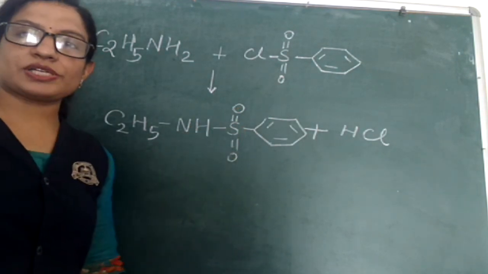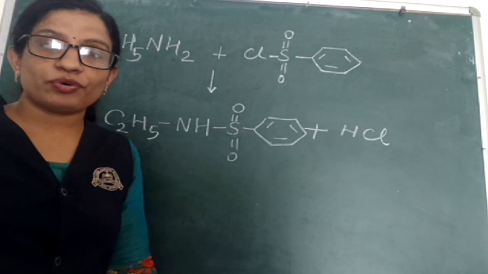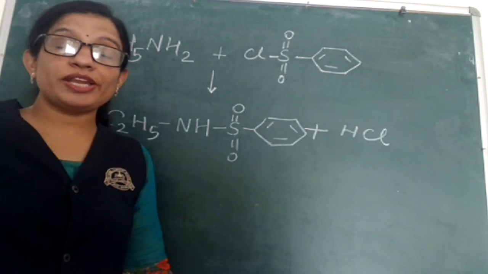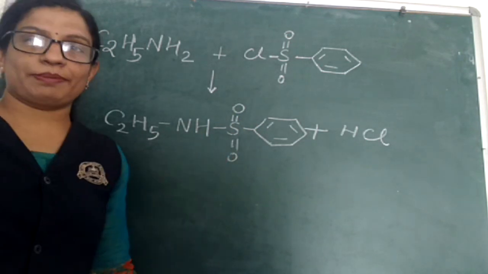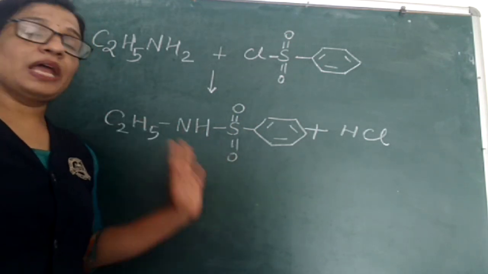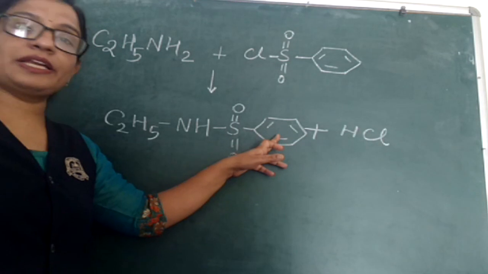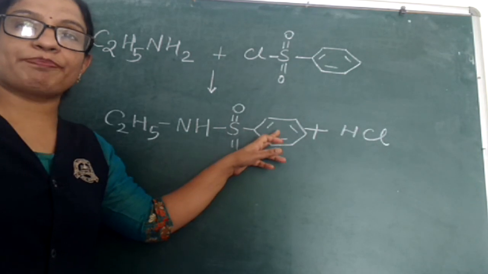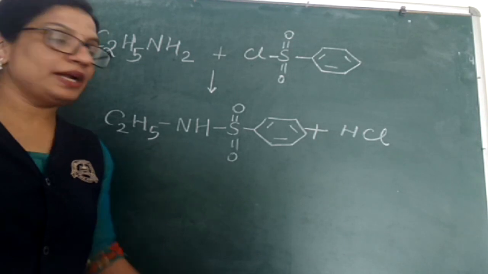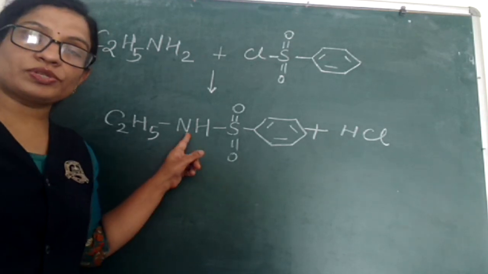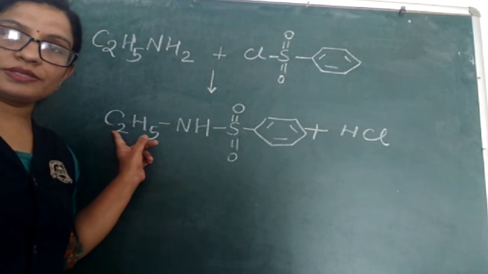In these compounds we can consider that SO2NH2 is the functional group which is known as sulfonamide. Like CONH2 is amide, SO2NH2 is sulfonamide. Name of this parent compound, considering benzene in the parent compound, is benzene sulfonamide. But in this benzene sulfonamide, we can see here with nitrogen, one ethyl group is bound.